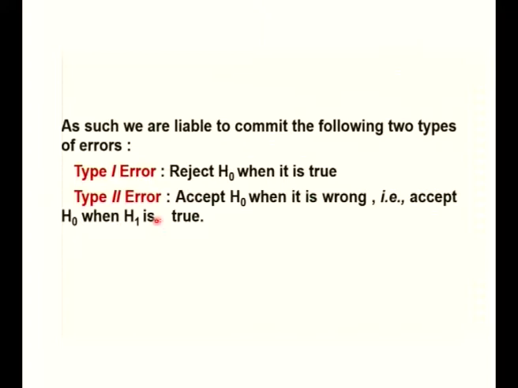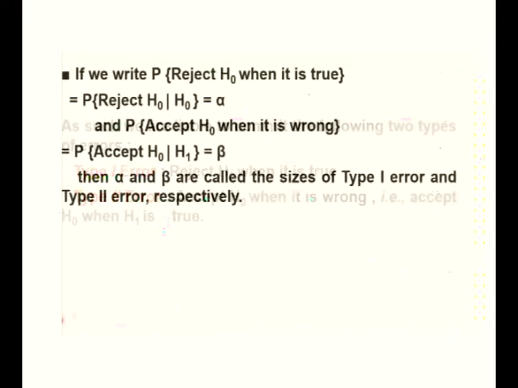Okay. So, that is accepting H naught when H1 is true, and the probabilities of rejecting H naught and accepting H naught have some values, called alpha and beta. The probability of rejecting H naught when it is true, that is, the probability of rejecting H naught such that H naught is true, is equal to alpha, and the probability of accepting H naught when it is wrong, that is, the probability of accepting H naught when H1 is true, is denoted as beta. This alpha and beta are called the sizes of type 1 error and type 2 error respectively.